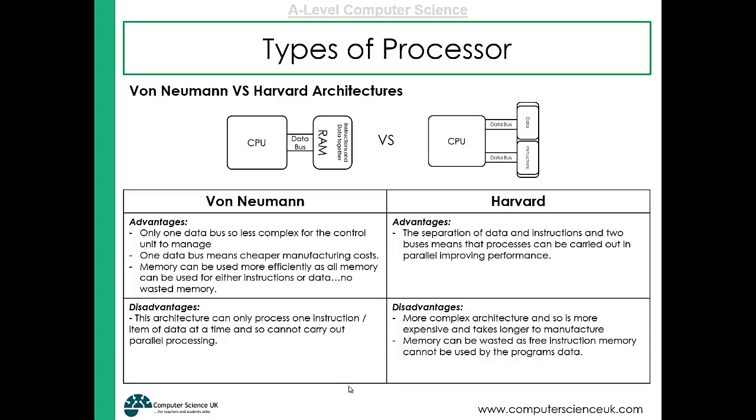A disadvantage, though, is that because the architecture is a little bit more complex in that there's two data buses, it means that it's a little bit more expensive. It takes a little bit longer to manufacture. Also, because you're separating the data and instructions in the RAM, it means that the memory is not used as efficiently. So memory can be wasted, as free instruction memory cannot be used for program data, and vice versa.